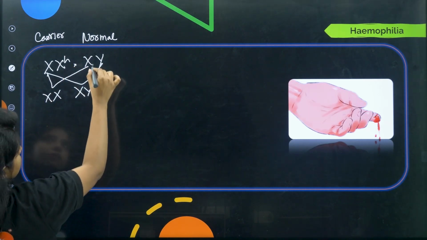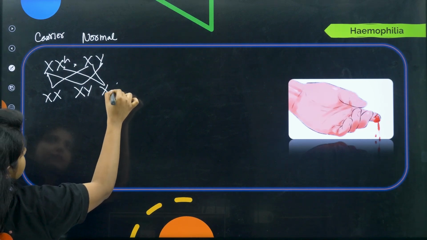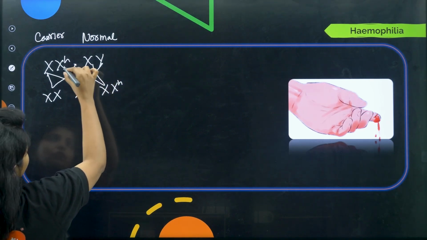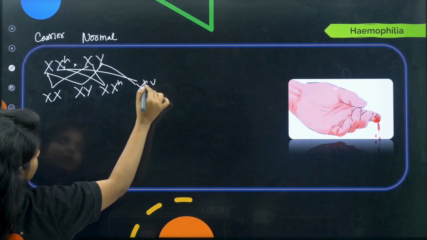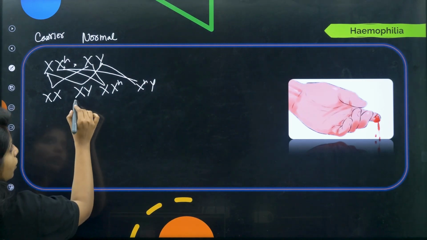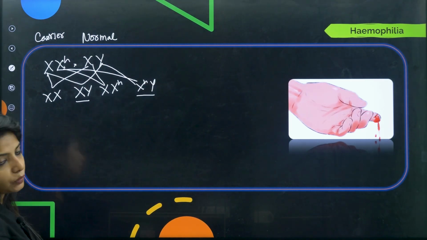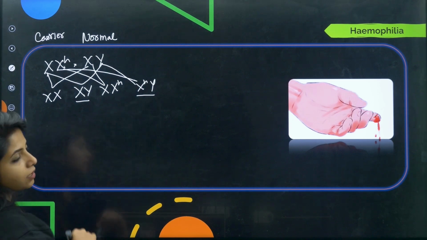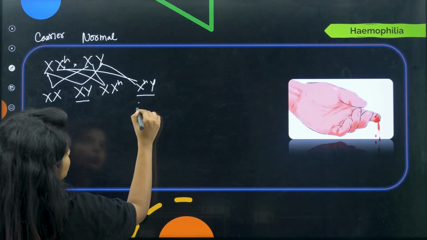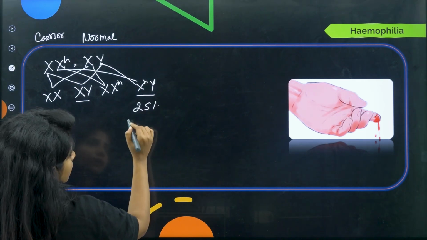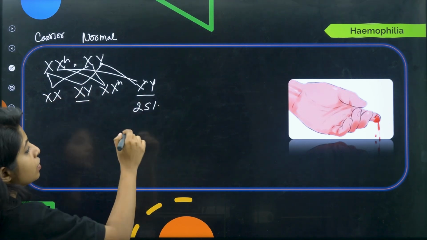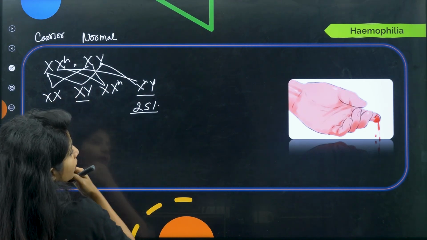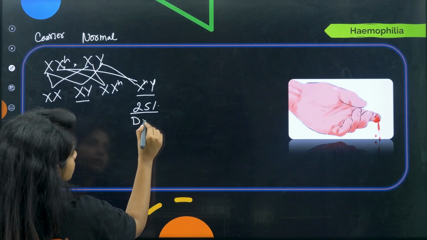You fuse this with this, you get XXH. You fuse this with this, you get XHY. So you have got two males, but only one male is affected. So I can say that 25% of the males, out of 4, 25, 25, 25, 25 is equal to 100, right? So basically 25% of the males are diseased.